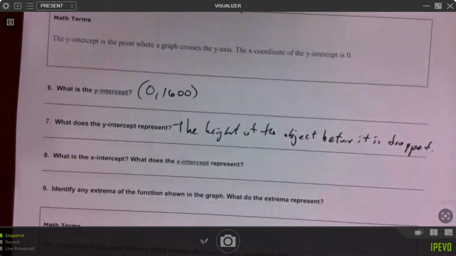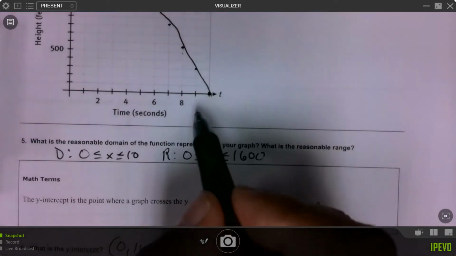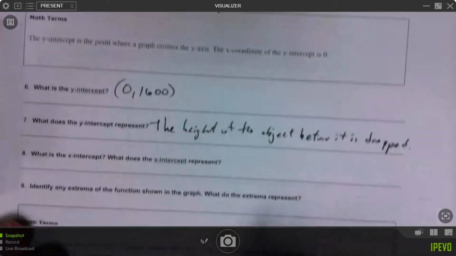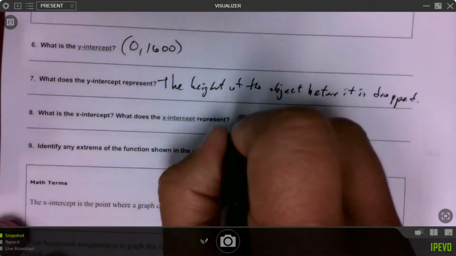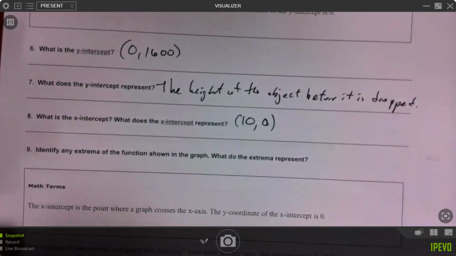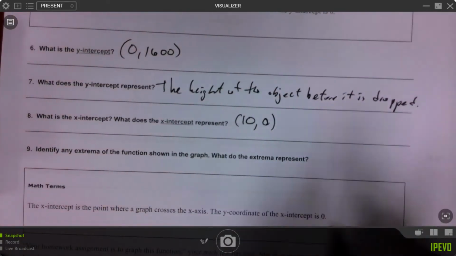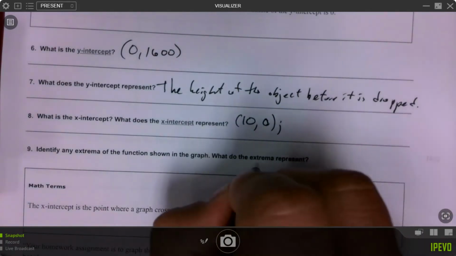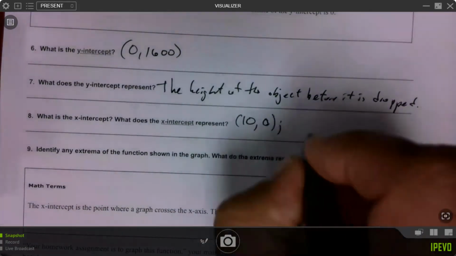Okay. All right, what's the x-intercept? Now, this one we haven't asked on a lot of them, but here's the x-intercept. It's at (10, 0). So when I write it down again as a coordinate, I went right 10 and I didn't go up or down. Now, what does that represent? Well, it's representing when the ball reaches the ground, okay?